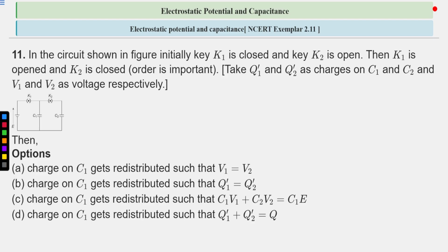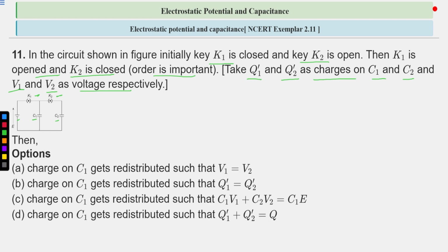So our next question, 2.11. In the circuit shown in the figure, initially key K1 is closed and key K2 is open. Then K1 is opened and K2 is closed. Order is important. This order should be followed. Firstly you have to do this, then you have to do this. Take Q1' and Q2' as charges on C1 and C2 and V1 and V2 as voltages respectively. So this is C1 capacitor, C2 capacitor, K2 key, K1 key, and this is the battery. This is the arrangement shown in the diagram.